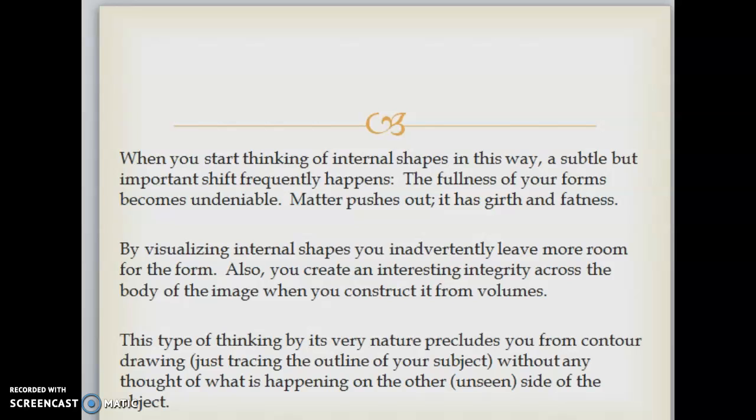This type of thinking, by its very nature, precludes you from contour drawing, just tracing the outline of your subject, without any thought of what's happening on the other unseen side of the object.